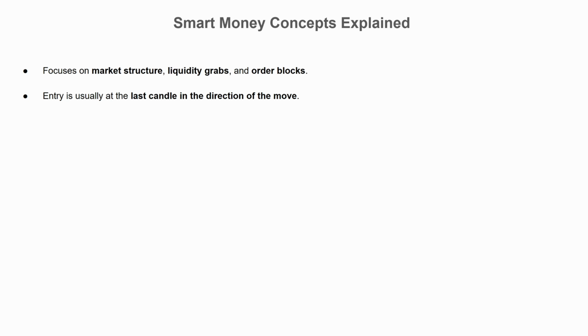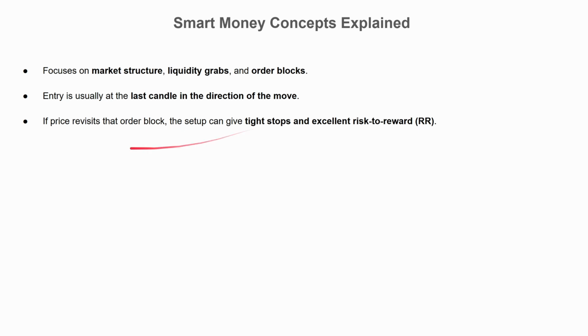Why do I bring in supply and demand? Simply because if price revisits that order block, the setup can give tight stops and excellent risk to reward. Everyone wants that. But price may skip the level completely. Mark this. Price may skip that level completely.